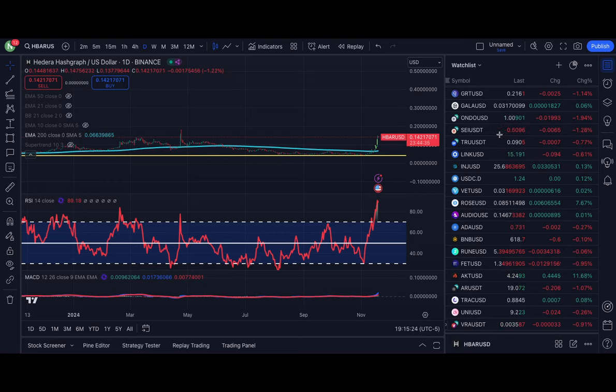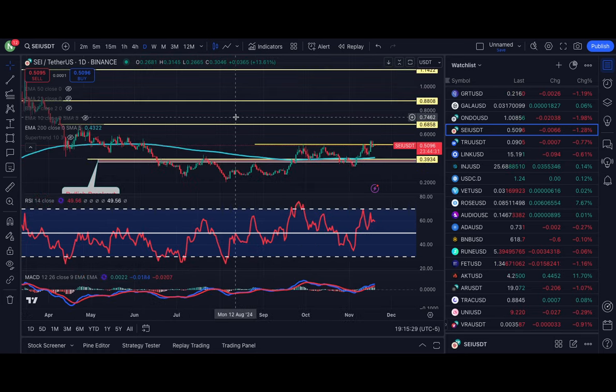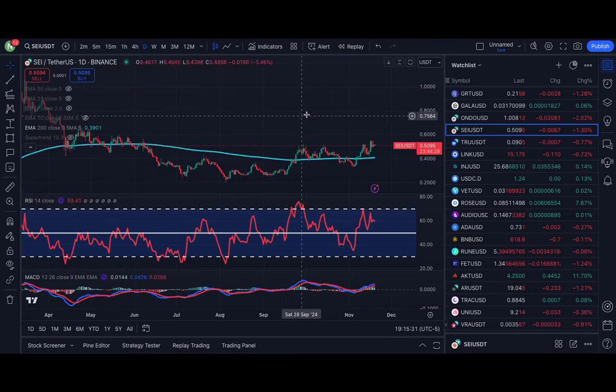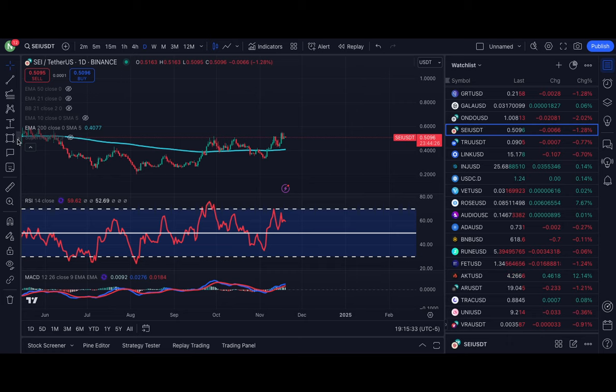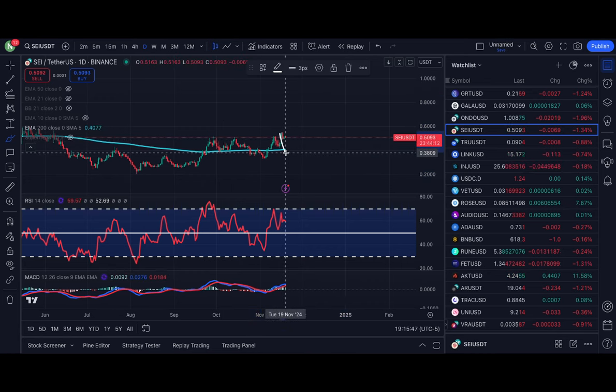SEI, say right here. If we own the daily, the first thing that we want to do is make sure the price has reclaimed the 200 moving average line right here. This is the 200. If you look at the price of SEI, we are above the 200 moving average. This is very positive. So if you are looking for opportunities to take advantage of in the short term, this is rule number one, guys.